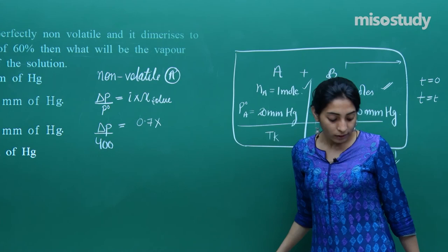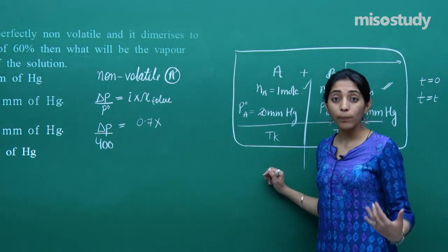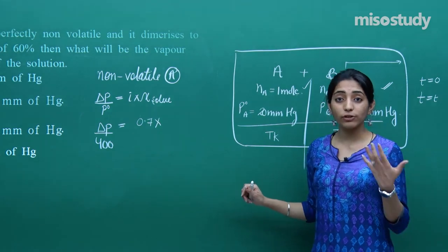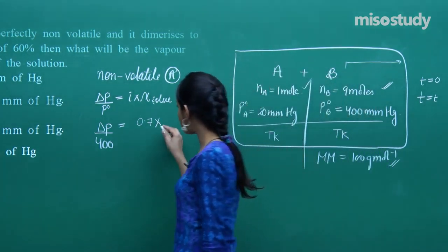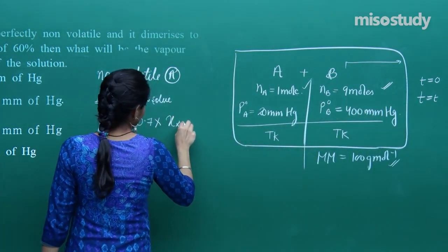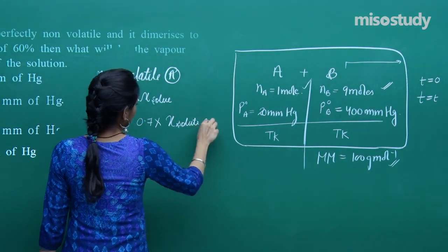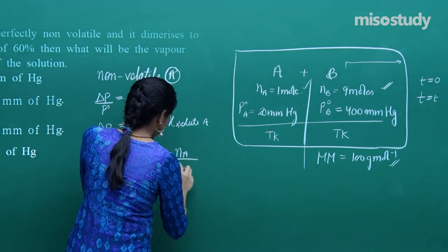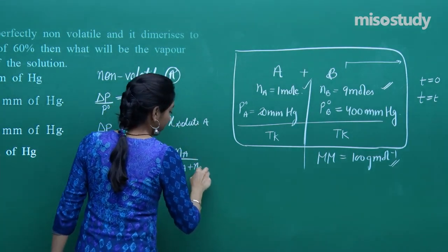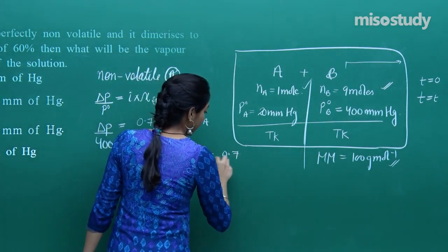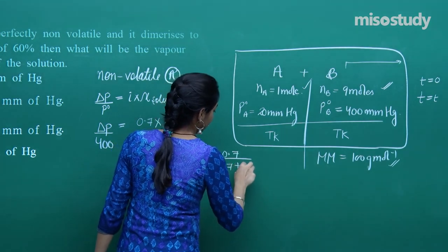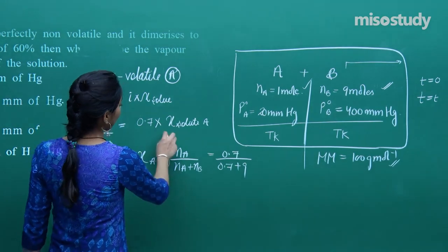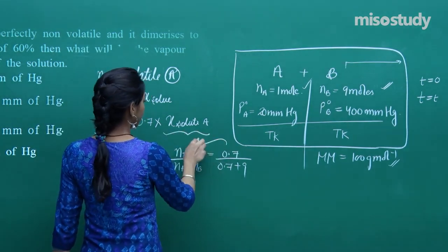multiplied by, once again we need to calculate the mole fraction of solute. So how to calculate the mole fraction of solute, which is A. So don't you think mole fraction of A is number of moles of A divided by number of moles of A plus number of moles of B? Now number of moles of A are just 0.7 divided by 0.7 plus 9. Okay, so here you will do the calculation and you can substitute it here.